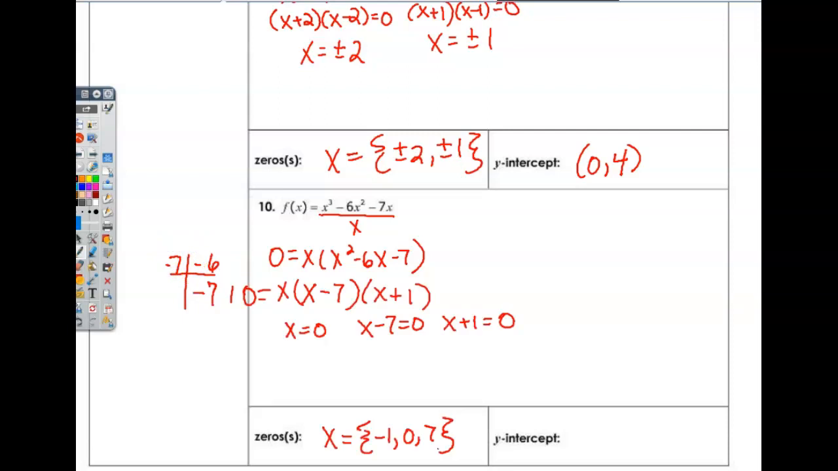Okay, so how many of you got all three of the answers? So which one did you miss? The 0, right? You have to set this equal to 0, this equal to 0, this equal to 0. Question. Okay, so how do I find the y-intercept? F is 0. 0 minus 0 minus 0. What does that give me? 0. So I get 0, 0.